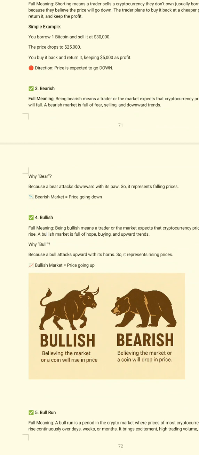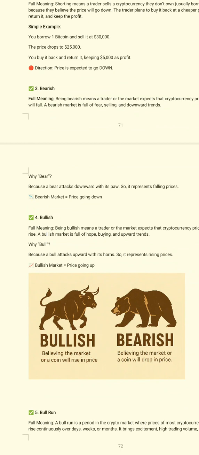Now, what is bullish? The full meaning of bullish: a trader or the market is expecting to do what? To go up. So we call it a bullish market. That is, everyone has hope that the market is going what? It's going up.